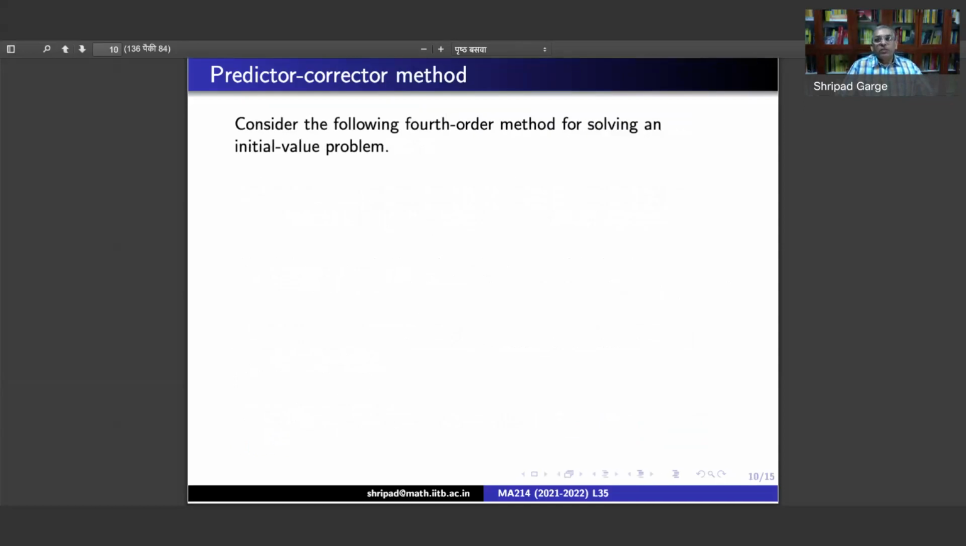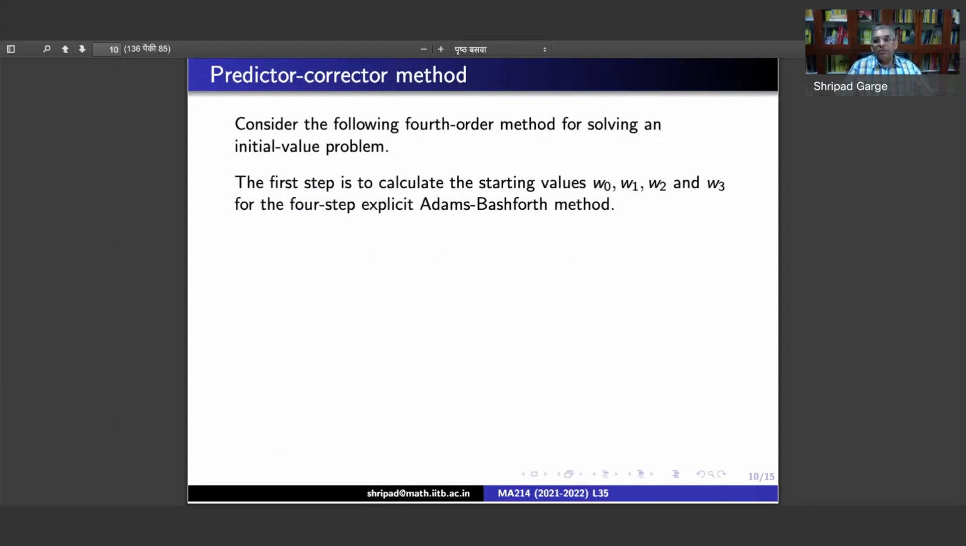Suppose we have a fourth order method for solving an initial value problem. The first step would be to compute w0, w1, w2, w3. We know how to compute that. We will use either the Taylor method or a Runge-Kutta of order 4. Okay, so this is done.